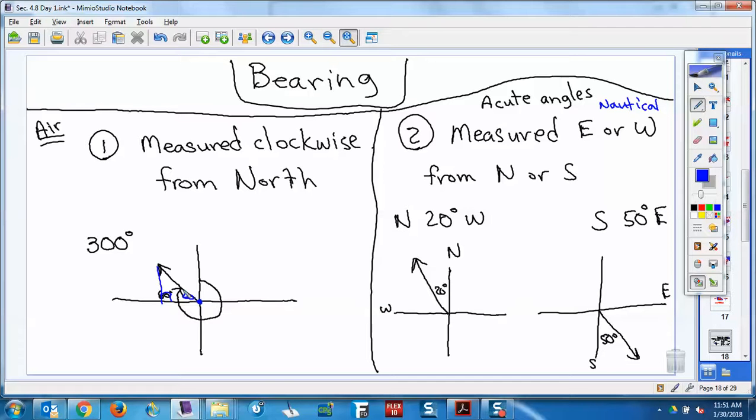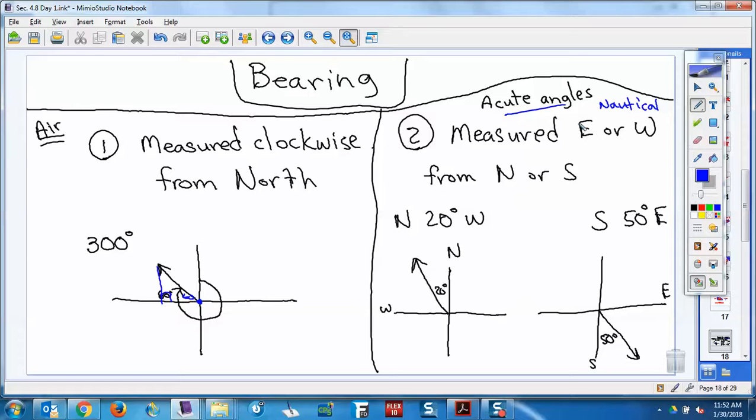So the whole key to the bearing problems is getting a picture drawn so you can get a right triangle, and do your SOHCAHTOA with. Once you have the picture drawn, then it's going to be just like the problems you did for today. Okay? All right. Now, in nautical, it's always an acute angle, and it's always measured either east or west from north or south.